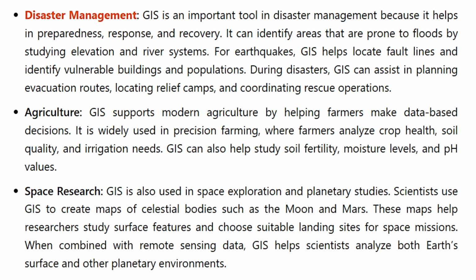Space research. GIS is also used in space exploration and planetary studies. Scientists use GIS to create maps of celestial bodies such as the Moon and Mars. These maps help researchers study surface features and choose suitable landing sites for space missions. When combined with remote sensing data, GIS helps scientists analyze both Earth's surface and other planetary environments.